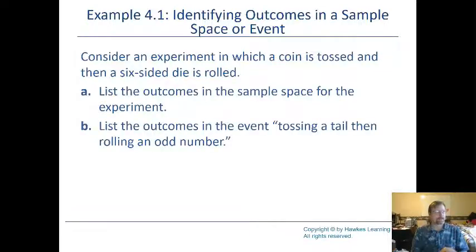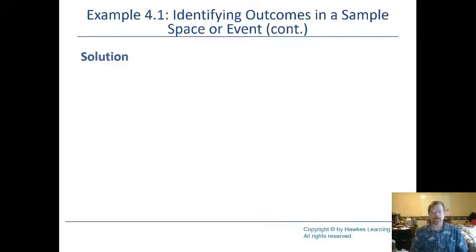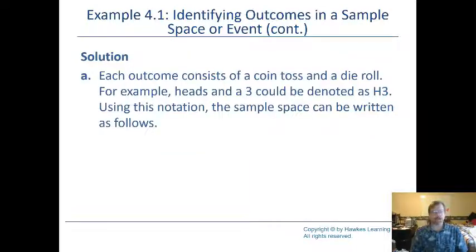Let's next, if our event is tossing tails and then rolling an odd number, what are the possible outcomes that fit in that event? Okay. So we've got a head toss and a die roll.